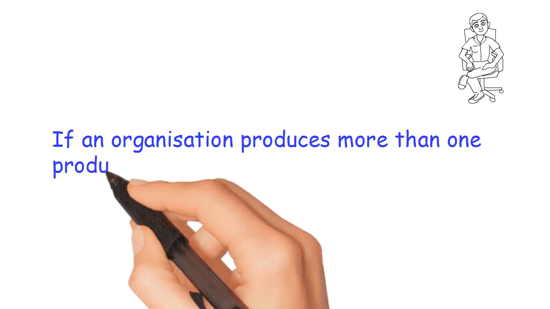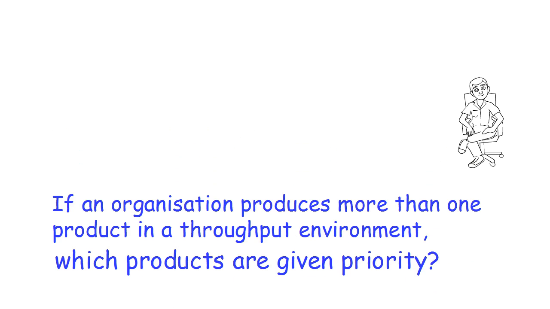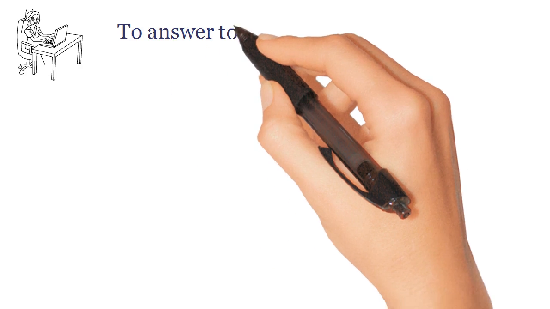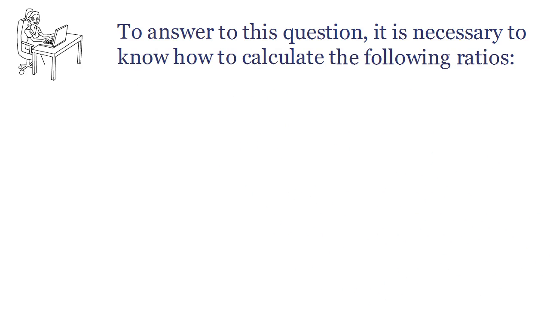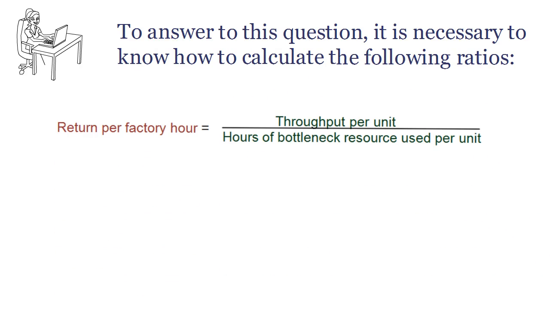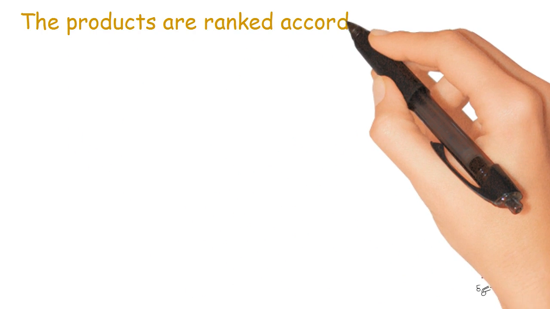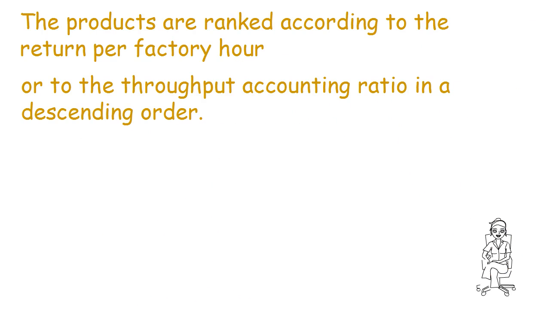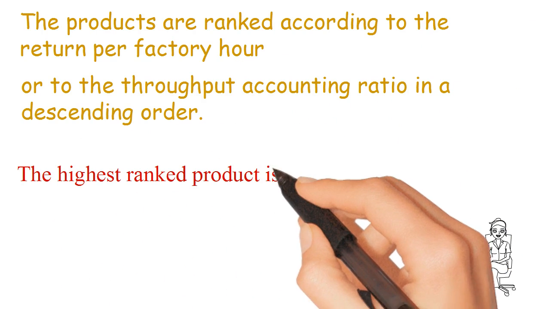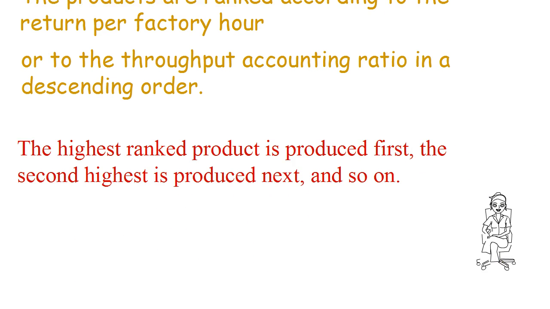If an organization produces more than one product in a throughput environment, which products are given priority? To answer this question, it is necessary to know how to calculate the following ratios: return per factory hour, cost per factory hour, throughput accounting ratio. The products are ranked according to the return per factory hour or to the throughput accounting ratio in descending order. The highest ranked product is produced first. The second highest is produced next, and so on.